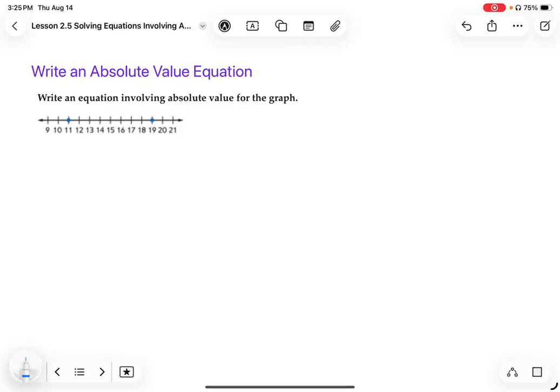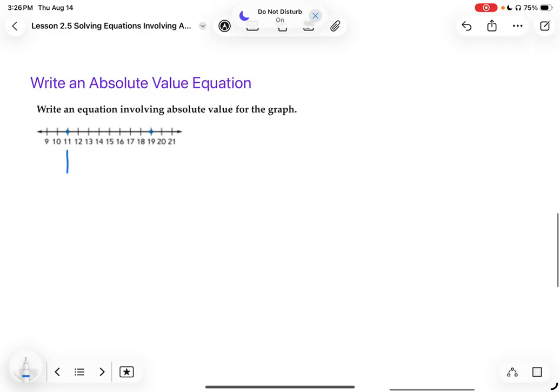Let's talk about how we can take a graph and write an absolute value equation from a graph. So the solutions to our absolute value equation are given to us. The solutions are 11 and 19. And so in order to write an equation to an absolute value graph, we need to know two things.